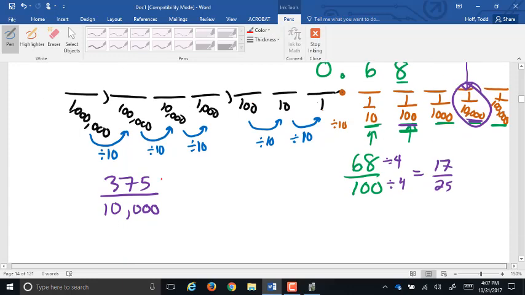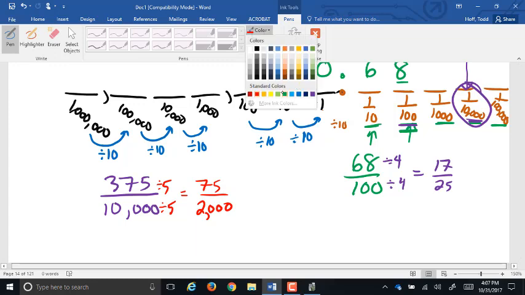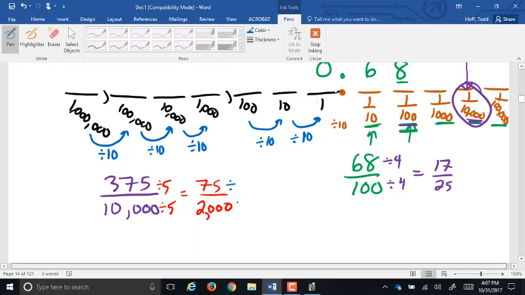What am I going to do to reduce that fraction? Both divide by 5, that'll work. 375 divided by 5 is 75. 10,000 divided by 5 is 2,000. What's next? I can divide by 5 again. I'm actually going to jump up and divide by 25. 75 divided by 25 is 3. 2,000 divided by 25 is 80. 3/80ths.